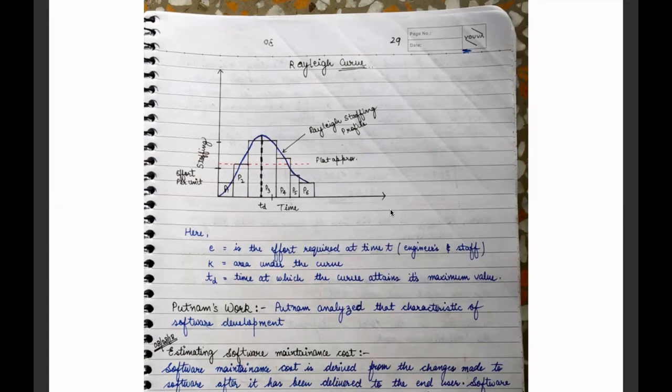lines of code to the effort and the time required to develop the project. By analyzing a large number of army projects, Putnam derived the following expression, or we can say capital A equals CK. The various terms of the expression are as follows.